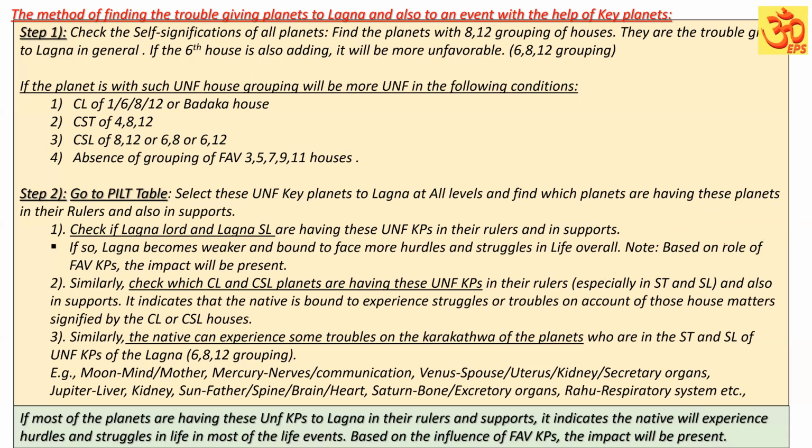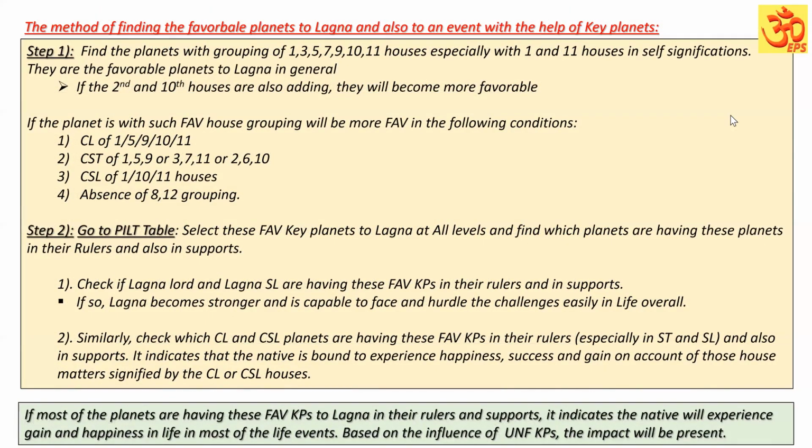Now let us focus on the favorable key planets. Now we are going to discuss the favorable planets to Lagna. As we discussed in the previous slide, the unfavorable key planets to the Lagna and their role make the chart unfavorable to the Lagna and for many events. Many Karagatva we also discussed. Now, similarly, we are going to do the same process for the favorable key planets to the Lagna.